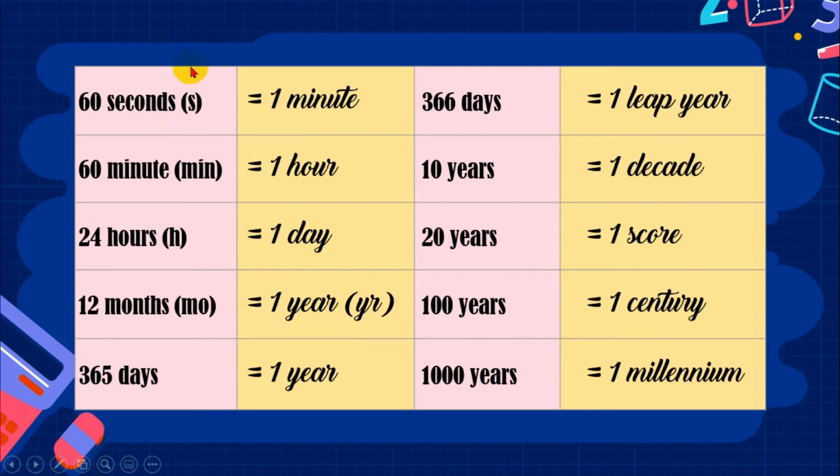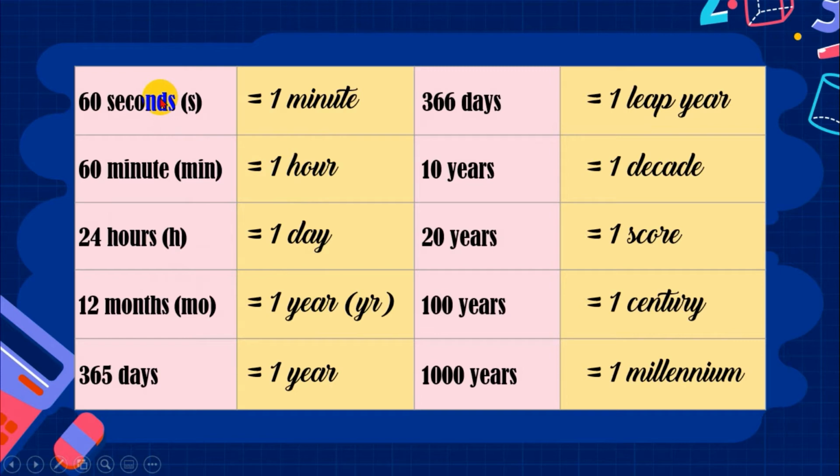Dapat alam din natin pati kung smaller ba siya or larger unit. All those units that are found in the pink column are the smaller units, while all those units that are found in the yellow column are larger units. Like second. Ang seconds natin ay mas maliit na unit kung ikukumpara kay minute. Ang minute natin ay maliit na unit kung ikukumpara kay hour. Ang hours ay maliit na unit kung ikukumpara kay day. Ang months ay maliit na unit kung ikukumpara kay year.